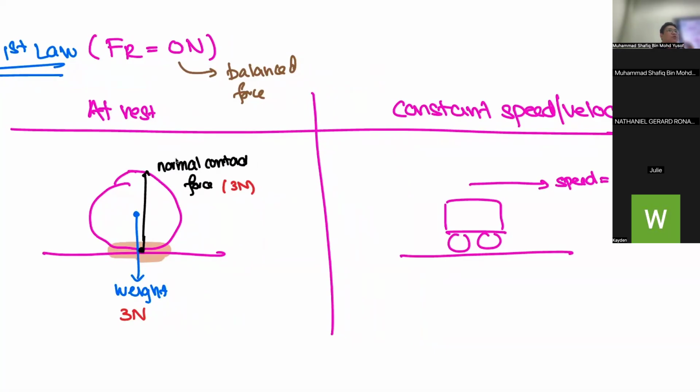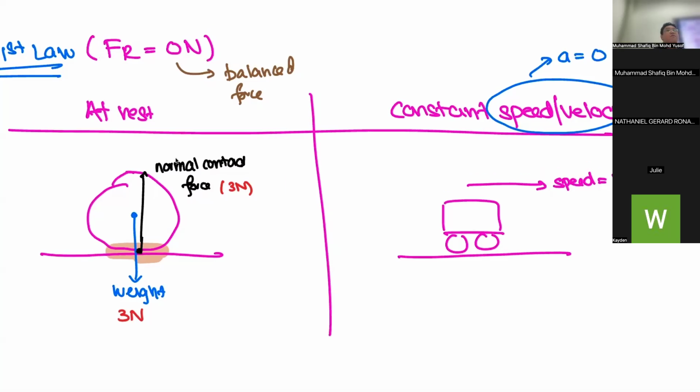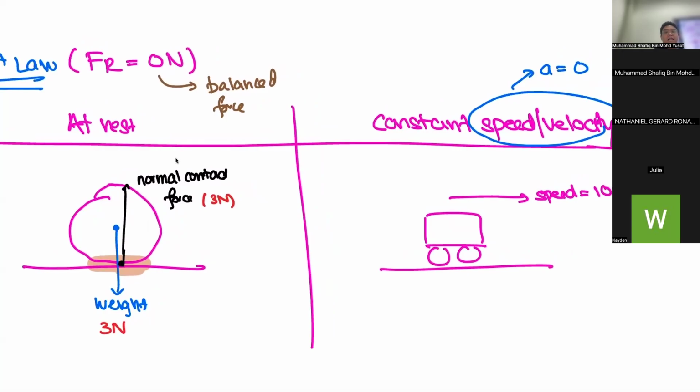This one, I also keep telling my Sec 3 and Sec 4 students: every time you see the words constant speed or constant velocity, the next thing you must tell me is acceleration must equal 0. Acceleration must be 0. Because why? If you remember, Raphael, what's the formula to calculate acceleration? It's A equals V minus U over T. Correct. What is V?